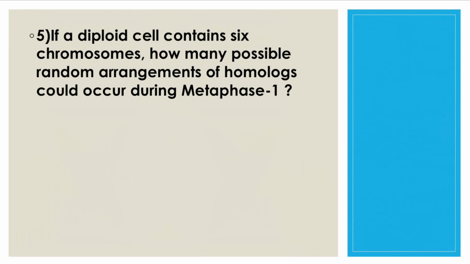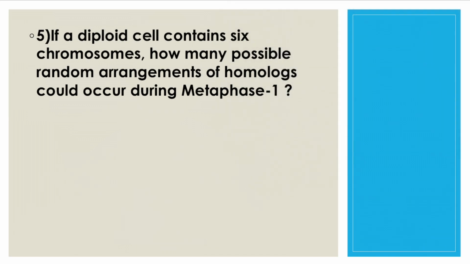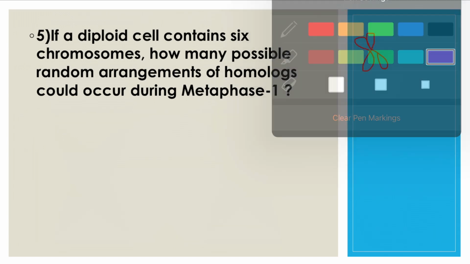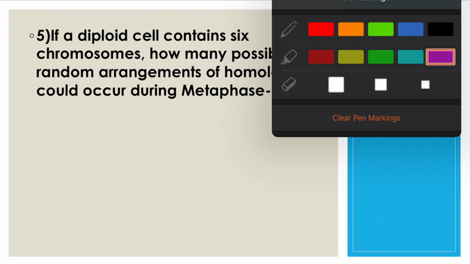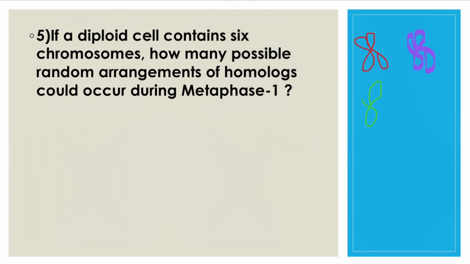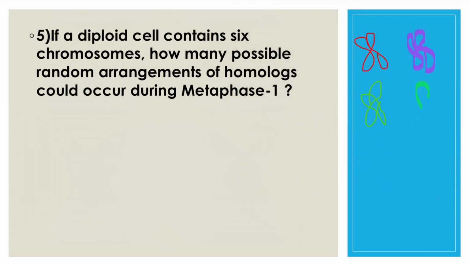In the question they are asking about 6 chromosomes, which means 3 pairs of chromosomes. So you can form it like this. I am forming 3 pairs of homologs, or 6 chromosomes. I am drawing them with a similar color because they are homologous. Homologous means they have alleles for the same gene.